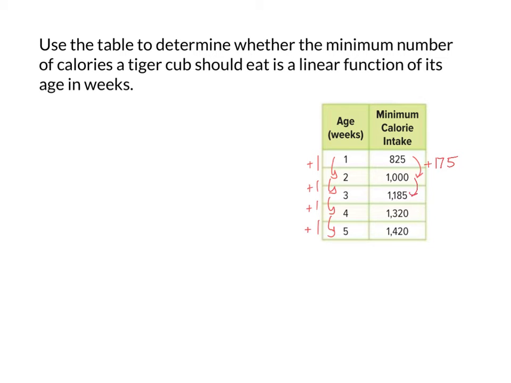Now from 1,000 to 1,185 is an increase of 185. During week 3 to week 4, we go from the minimum calorie intake of 1,185 calories to 1,320 calories, and that's a difference of 135. And the last difference is 100. Okay, so I noticed right away that 175 over 1 does not equal 100 over 1. So this function is nonlinear.